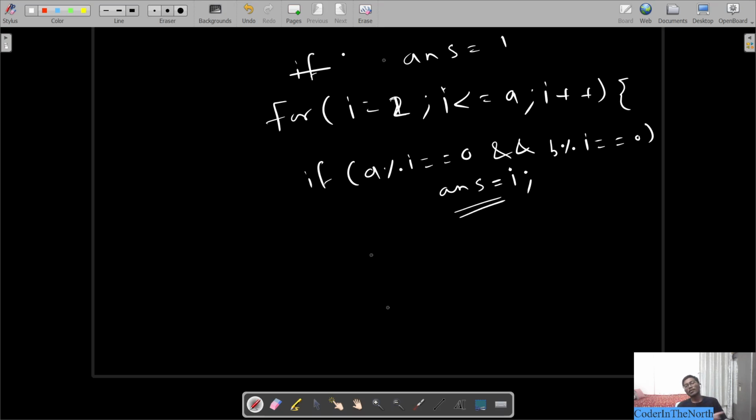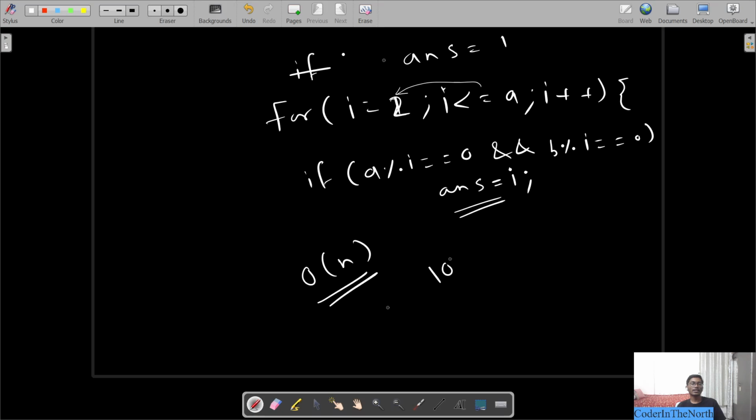The other approach is to start from A and go down to 2, and whenever I find the first number that divides both, I'll break from the loop, because it will be the greatest number if I traverse from the back side. But it is O of n, and it's not efficient to calculate GCD.